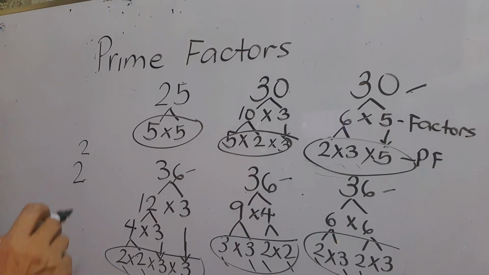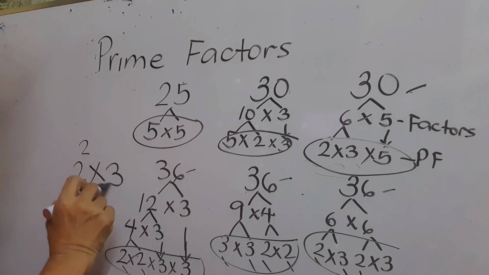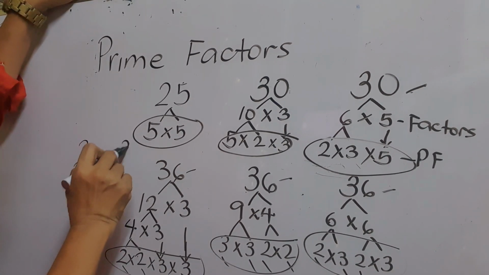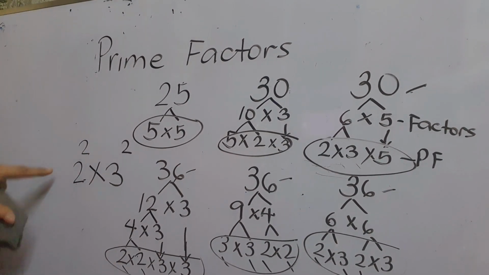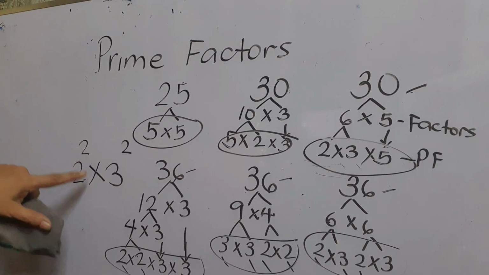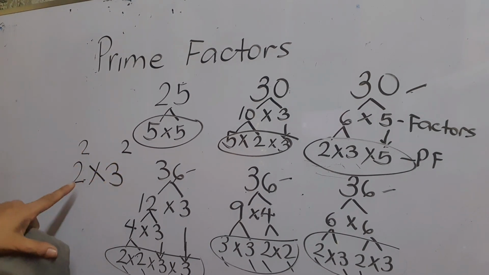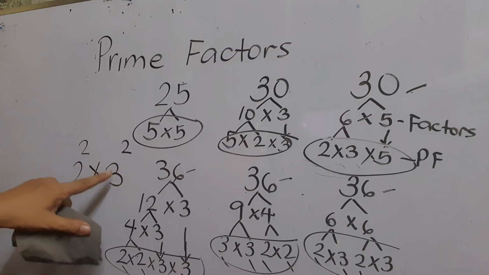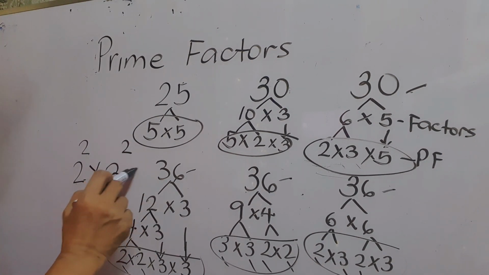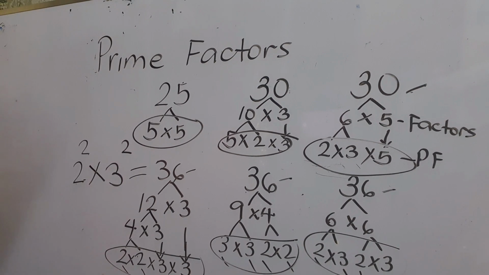Ilang beses pinakita ang number 3? Okay. So, we have here 3. Ilang beses siya? 2 pa rin. Okay. So, ito pala yun. So, ang 2 to the second power times 3 to the second power, or 2 square times 3 square, is kapareho ng 36. The product is still 36. Nakuha nyo? Okay. So, yun na.